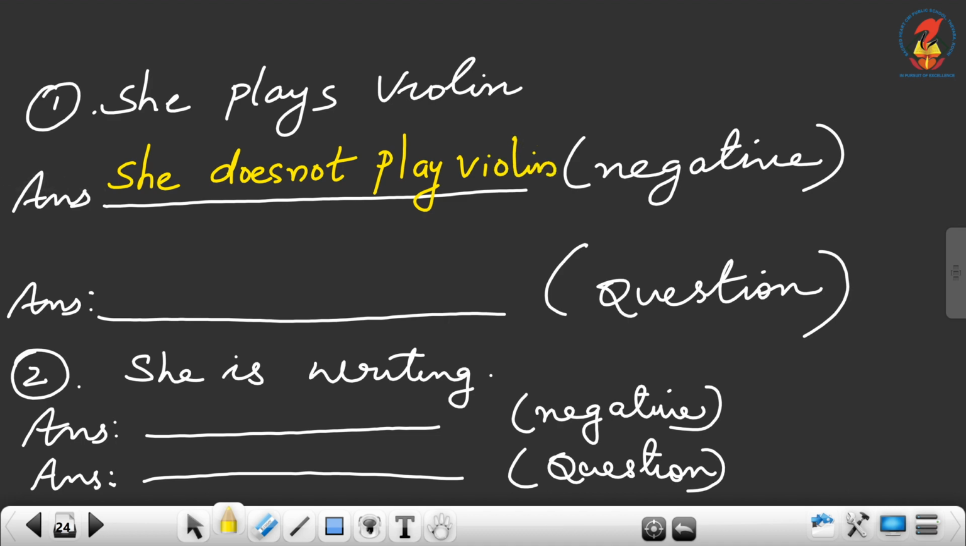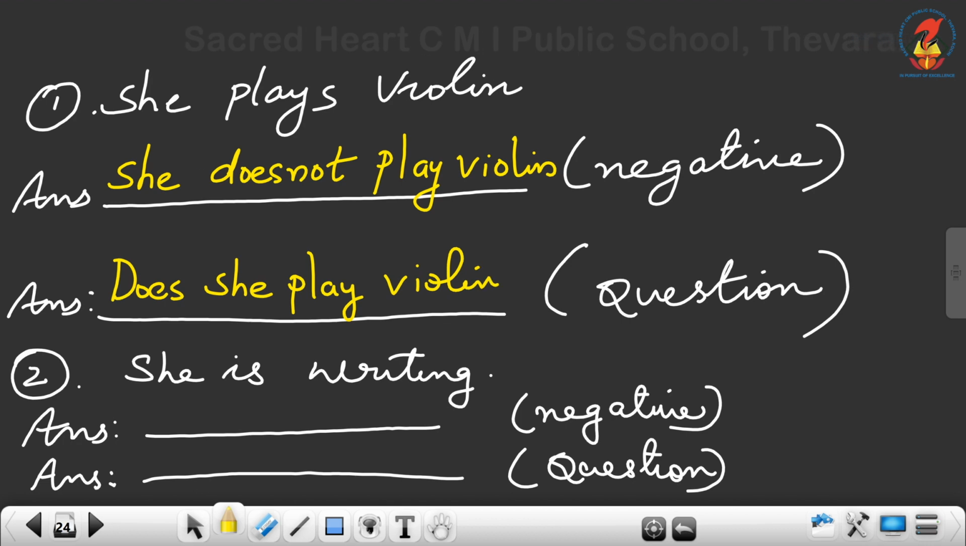Okay. Now, question. What question word will you use? Do or does? Does, because she is singular. So, does she play violin? The original form of the verb is used. Okay. Does she play violin?